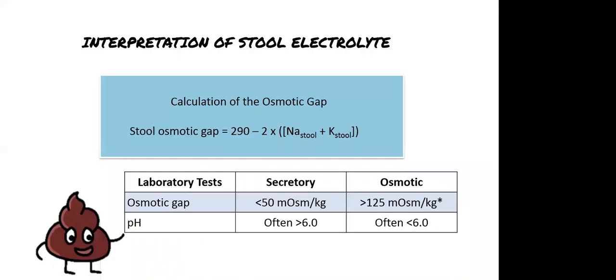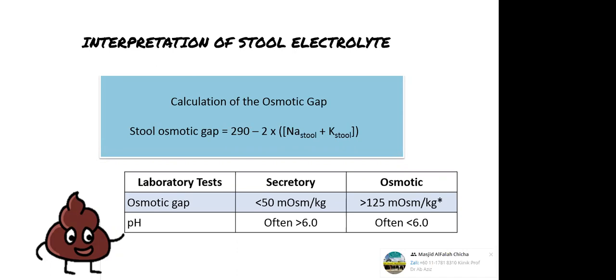Okay, this is about the osmotic gap. I think you are also familiar with this one. How do we calculate the osmotic gap? It is 290 minus 2 times potassium plus sodium in the stool. So this is the formula for calculating the osmotic gap.